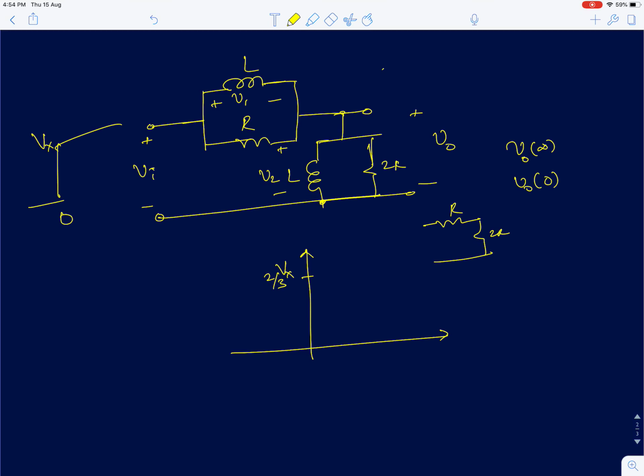And V0 of infinity is going to be the steady state voltage where the inductor impedance will start dominating. Whenever you have an inductor and resistor in parallel, in the steady state or for DC values, the inductor will dominate. So the circuit will reduce to L and L. So the gain in this case is half, and the final value is going to be Vx by 2.